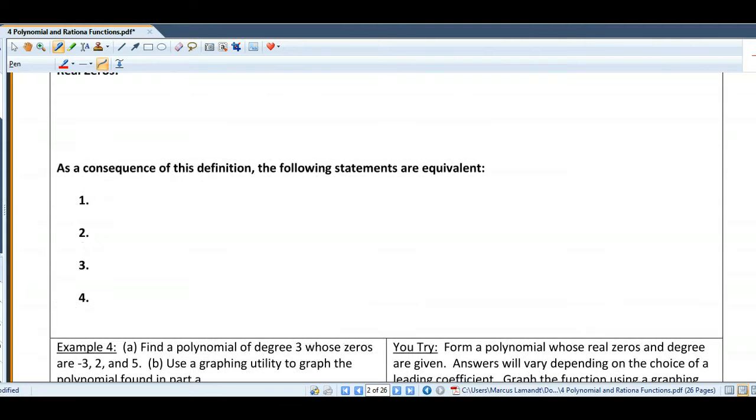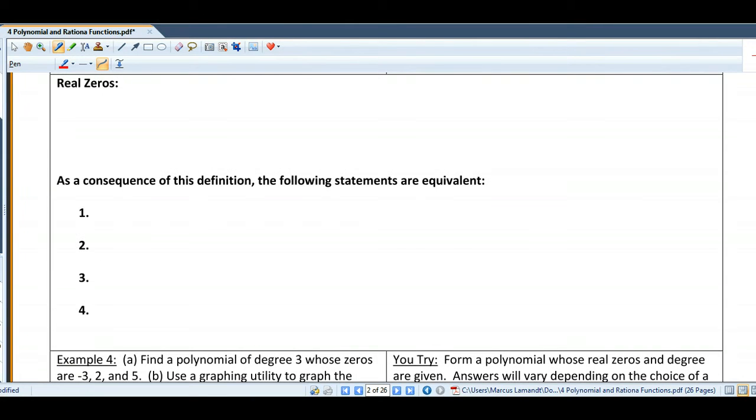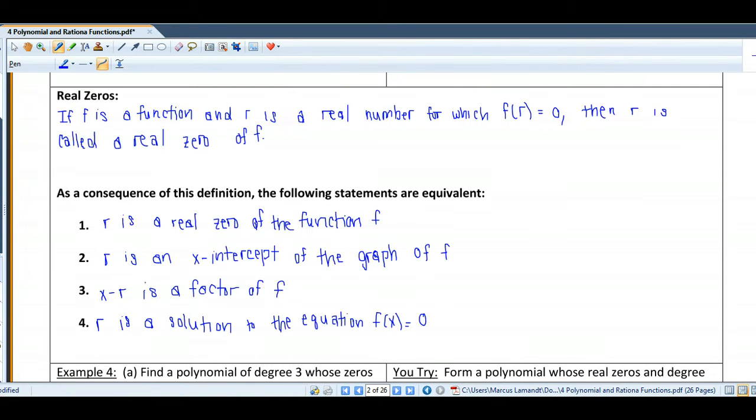Alright, real zeros. Let me write out this definition. Real zeros: if f is a function and r is a real number for which f of r equals 0, then r is called a real zero of f. So basically, if you take a function and you set it equal to 0, and you solve for x or whatever the variable is, and you get some number r, that r is called a real zero.